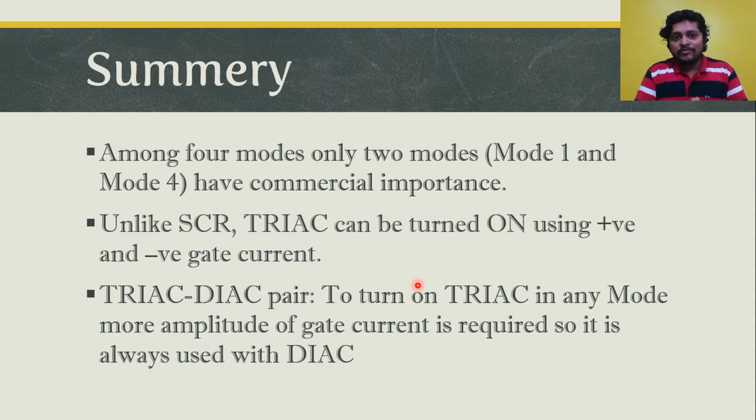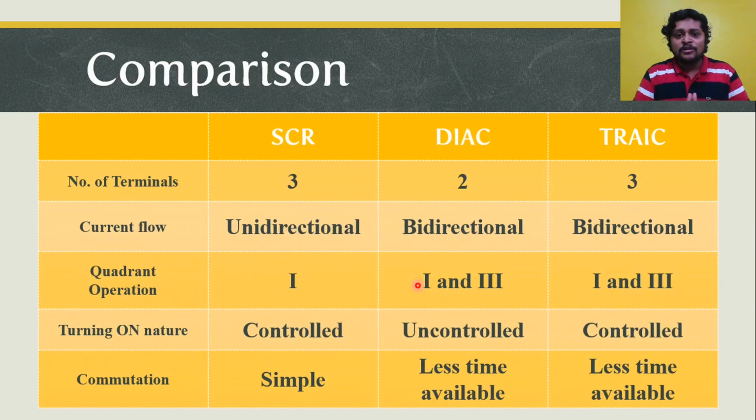So basically, the majority of applications use TRIAC and DIAC pairs. Let's finally compare the SCR, DIAC and TRIAC. Again, in terms of terminals, the SCR is a 3-terminal device: anode, cathode, gate. DIAC has 2 terminals, main terminal 1 and main terminal 2. TRIAC has 3 terminals, MT1, MT2 and the gate.